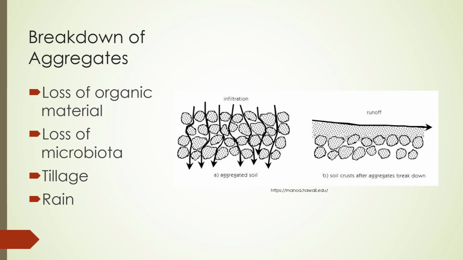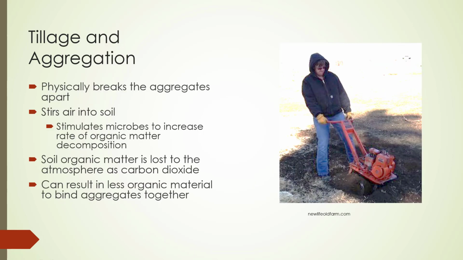You can break down aggregates by tillage and rain, and the loss of organic material leads to the loss of microbiota. Basically what tillage is doing is stirring air into the soil, and it stimulates the microbes to increase the rate of organic matter decomposition. And then if you don't have organic matter, you don't have aggregates binding together, and that soil organic matter is lost to the atmosphere as carbon dioxide.